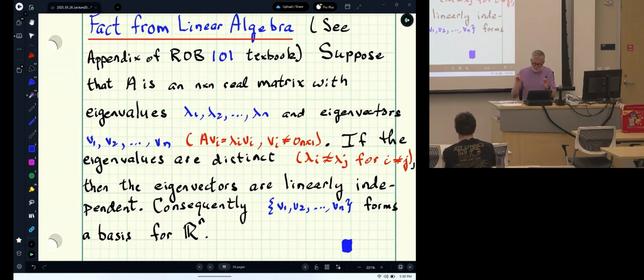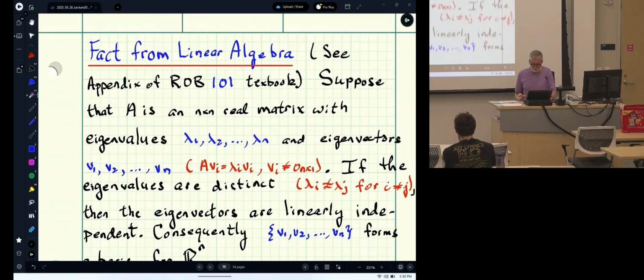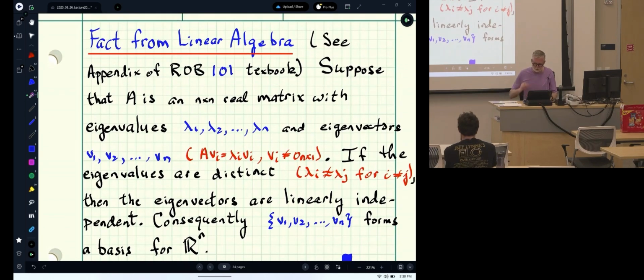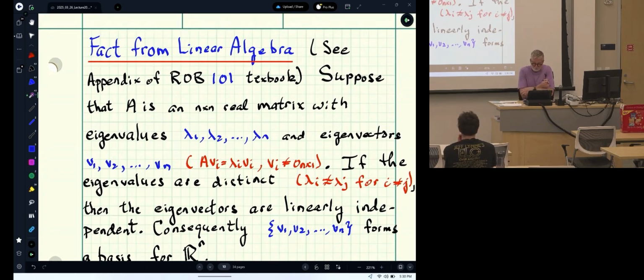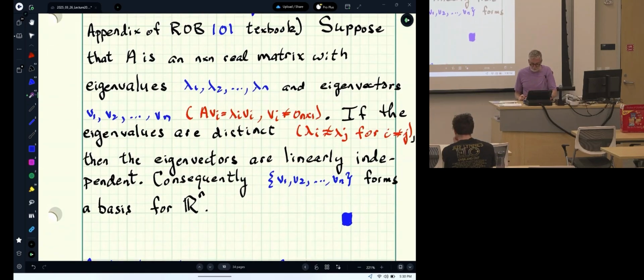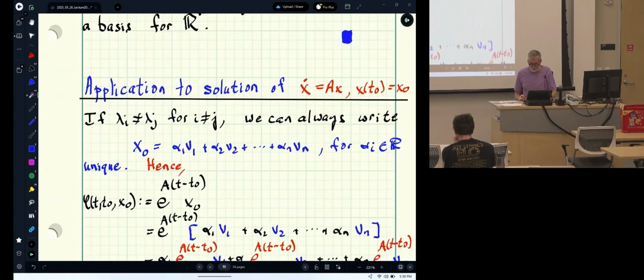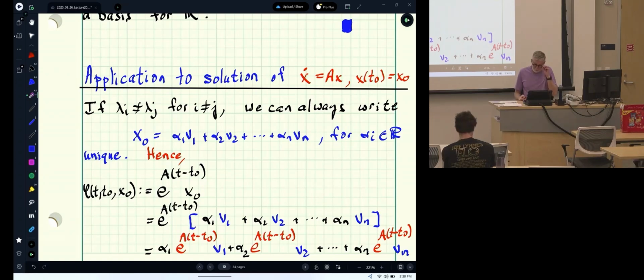And when the eigenvalues are distinct, the eigenvectors are automatically linearly independent. So it's kind of a big thing that we don't spend enough time on in Robotics. It's in the appendix of the textbook. I'll look through the proof that shows that. That's where being able to use the eigenvectors as a basis for Rn comes in.